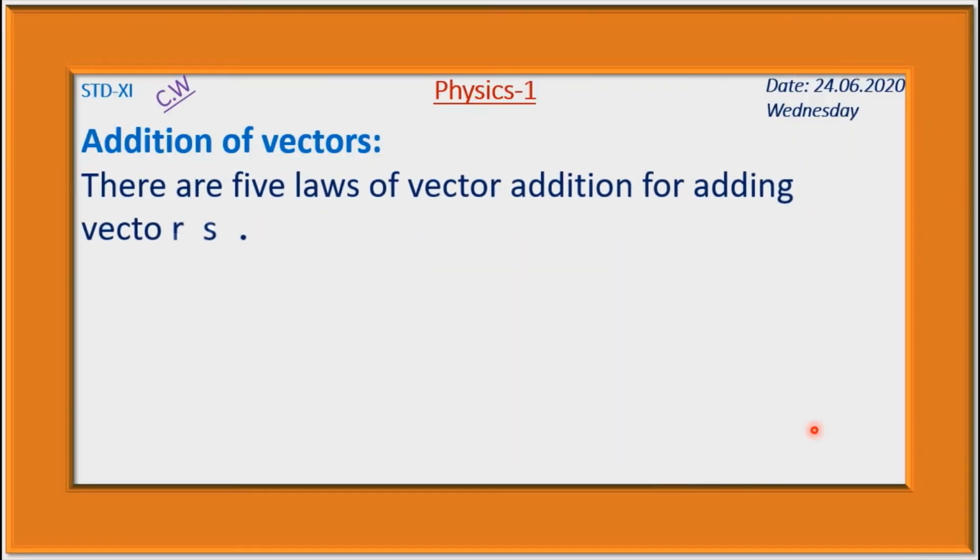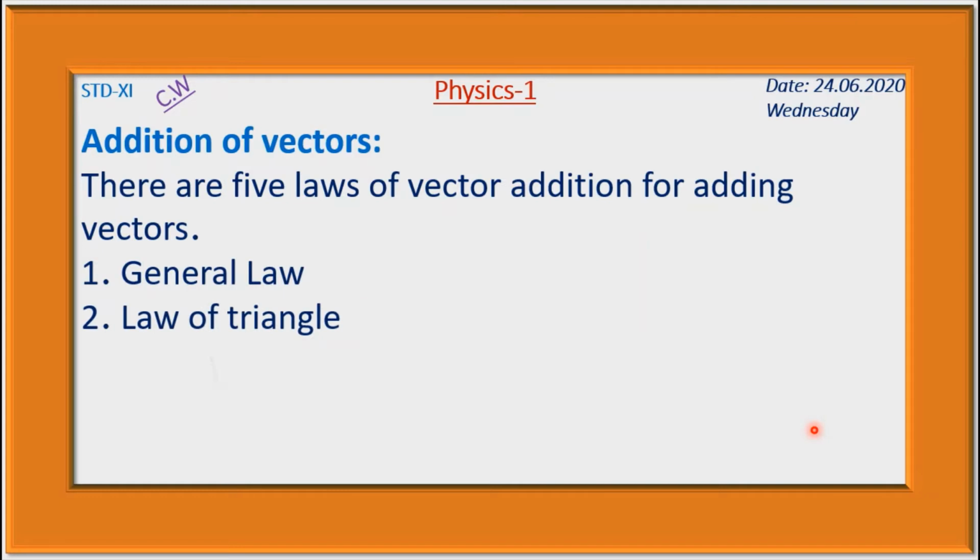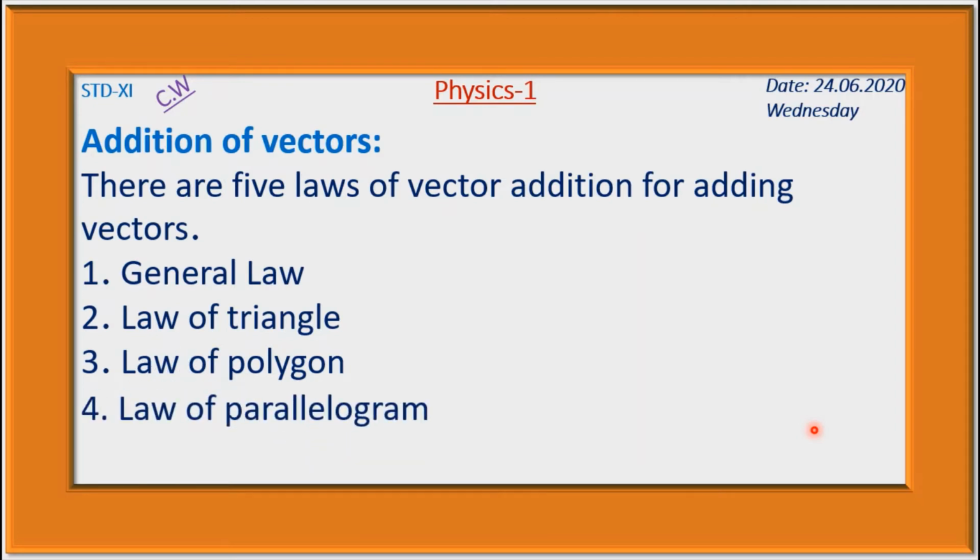There are 5 laws of vector addition for adding vectors. 1. General law. 2. Law of triangle. 3. Law of polygon. 4. Law of parallelogram. And 5. Law of component. By these 5 laws, we can add 2 or more vector quantities.